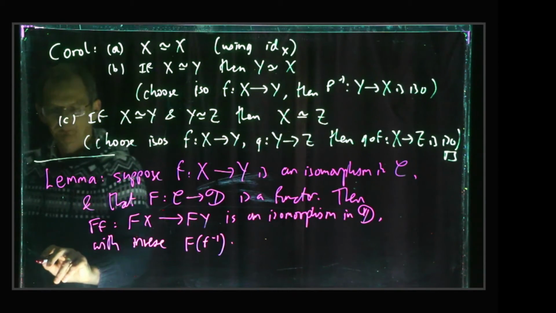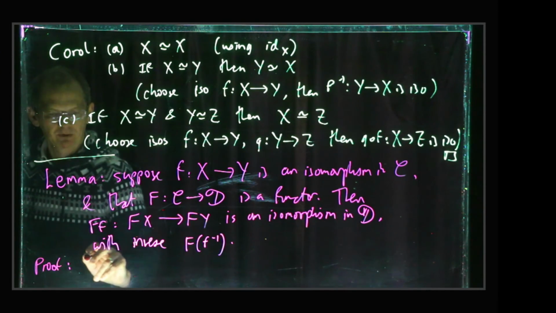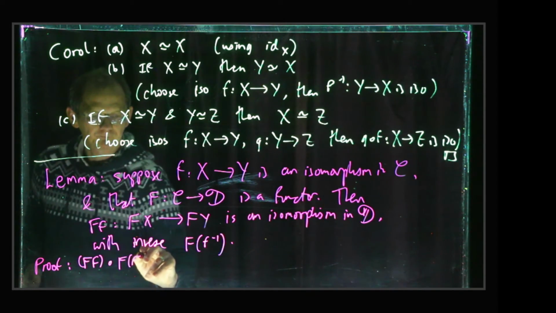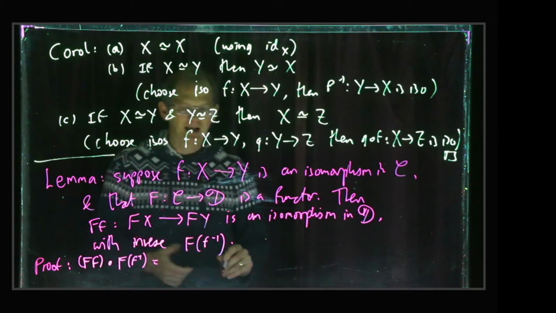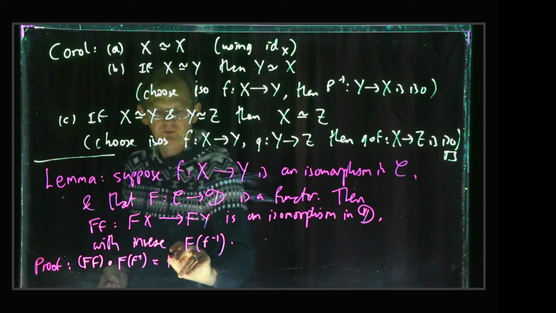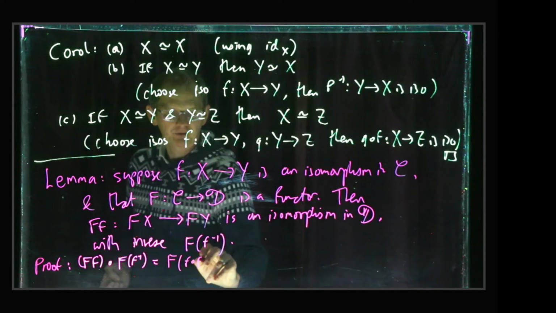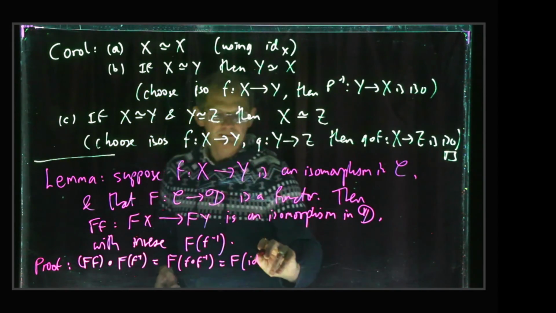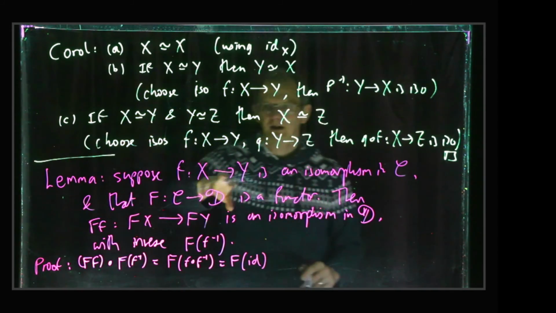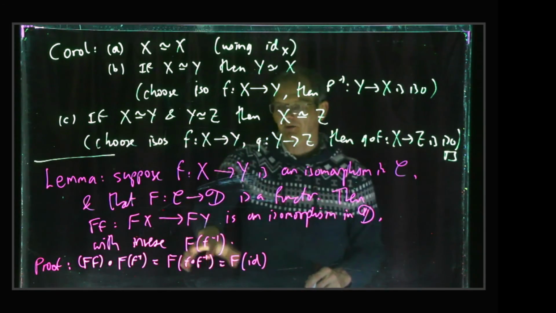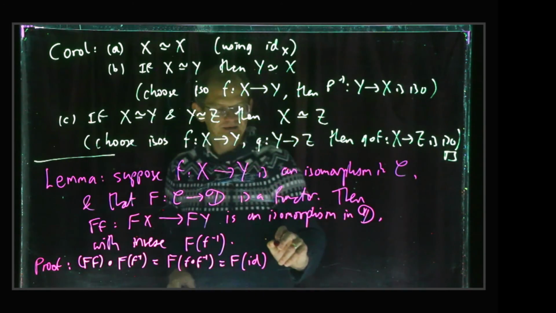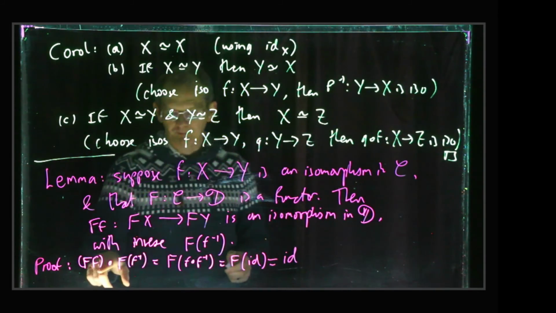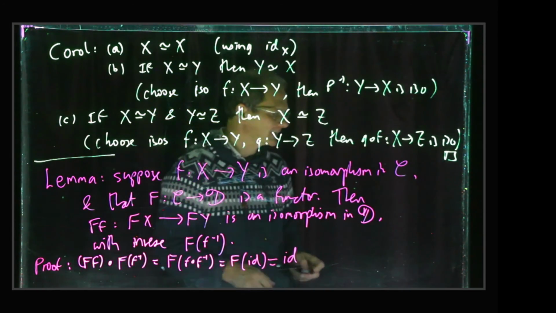And so the proof: we want to consider Ff composed with F of f inverse. Well, that's one of the first axioms for a functor, that it respects composition. So this is F of f composed with f inverse. But that's F of the identity because, that's what we mean by the inverse, that f composed with f inverse, either way around, should just be the identity. So that's F of the identity, which is the identity. That's the other axiom for a functor. Functors have to preserve composition, which is what we used here, and they have to preserve identities, which is what we proved here.